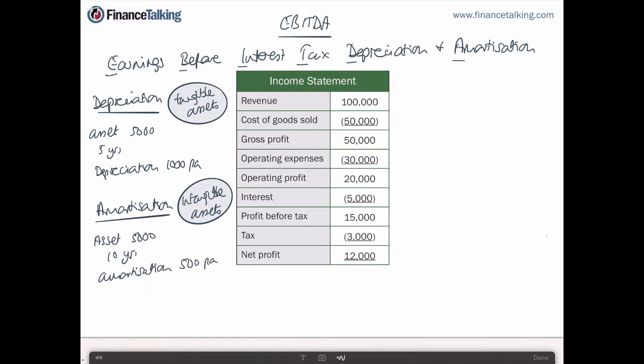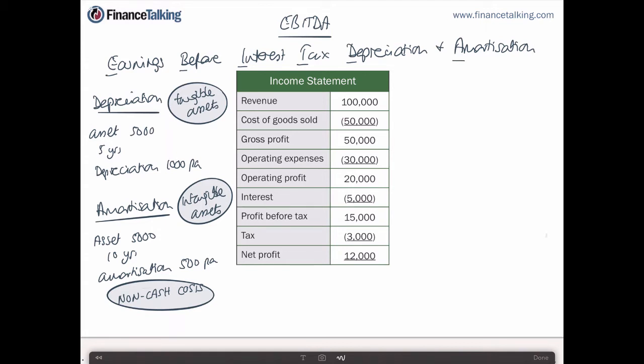These amounts, these depreciation and amortization amounts, reduce the value of the asset in the balance sheet and reduce profit each year. Now, what makes these different from other expenses is that they're not cash costs. Of course, you spend the money when you buy the asset, not when you're depreciating it. So when we're looking at EBITDA, we're looking at the profit excluding these non-cash costs.